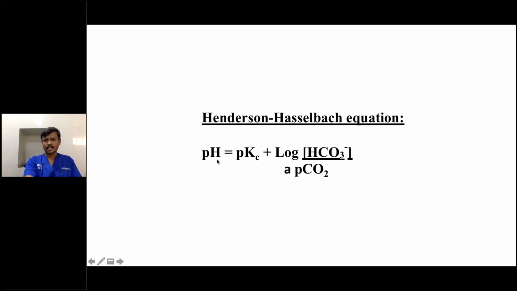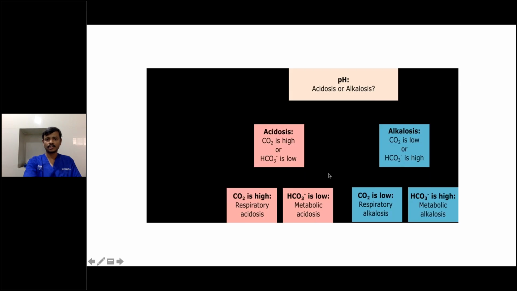This is the most important equation to understand acid-base disorders. The Henderson acid-base equation: pH is equal to pK plus log of bicarbonate divided by PCO2. When the PCO2 increases, bicarbonate increases. When bicarbonate decreases, PCO2 decreases. So this ratio should be maintained as close to normal as possible, so as to maintain normal pH. So this is the importance of the Henderson acid-base equation.